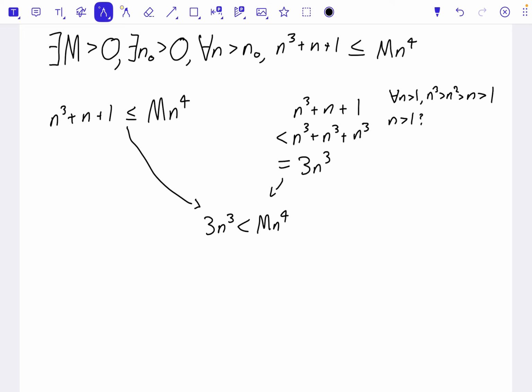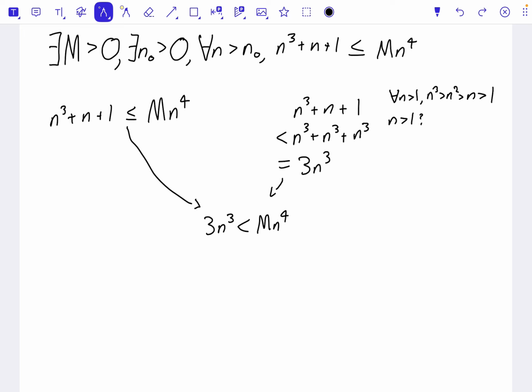But actually, on a second look, this doesn't quite allow me to solve for m. Remember, I'm trying to solve for m, not n, due to the quantifiers. If I tried to simplify this, I would end up with something like m is greater than 3 over n, which wouldn't be valid because of the order of quantifiers. m is defined before n, so any definition of m that uses n would be nonsensical.